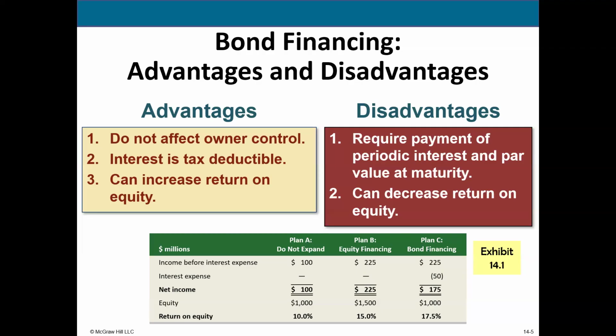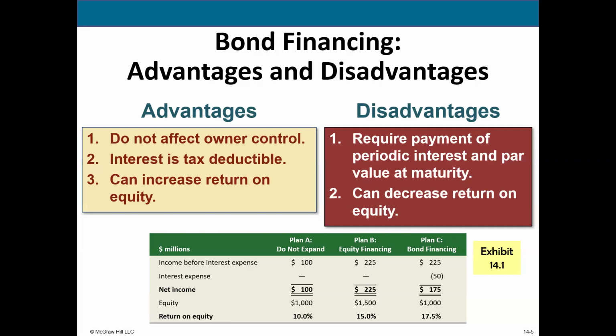The disadvantages are that the company has to pay periodic interest payments over the life of the bond. And then, of course, they have to repay the bond face value or par value when the bond matures, so at the end of the life of the bond. And also, this reduces return on equity because it reduces the cash, on the interest side, the payment of the interest. It has a negative effect on equity because it also ultimately reduces net income through the interest expense payments.